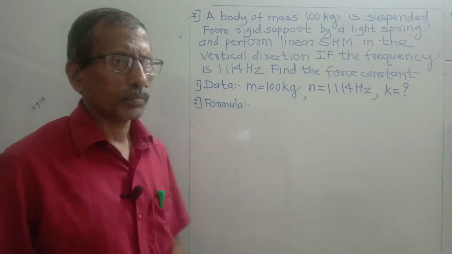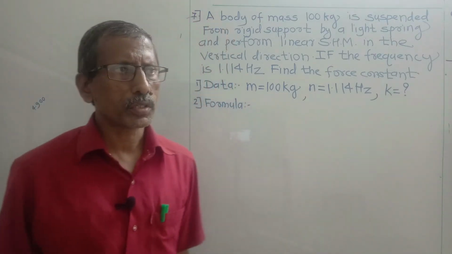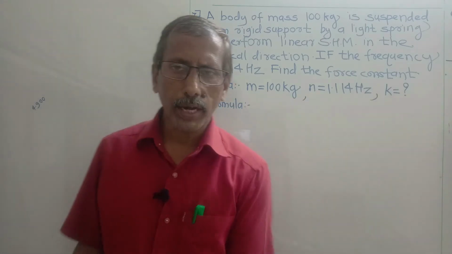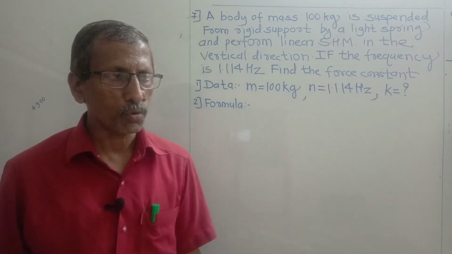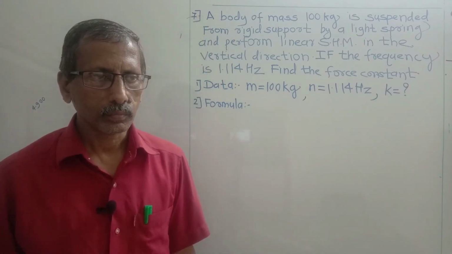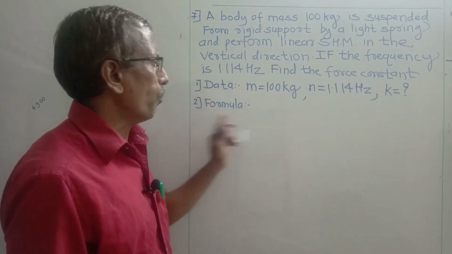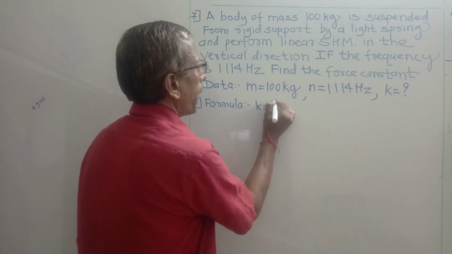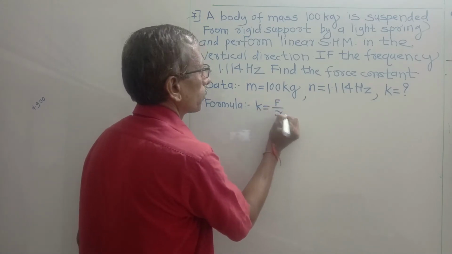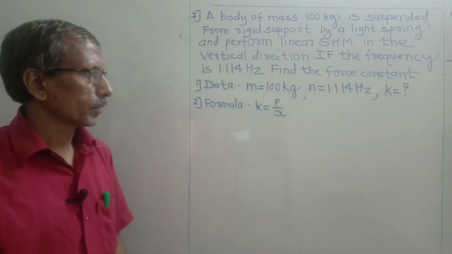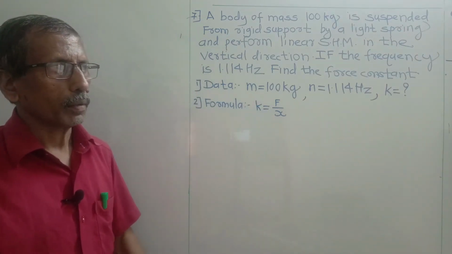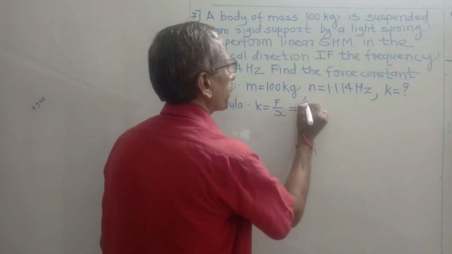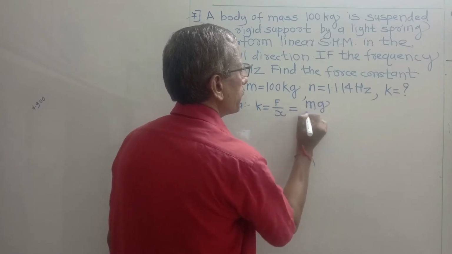While studying numericals of the same type, you have to write the formula again and again so that due to practice you become perfect. We have to find k. We know that k is equal to F by x. If F is not given and a mass is suspended from the spring, then instead of F we write mg divided by x.